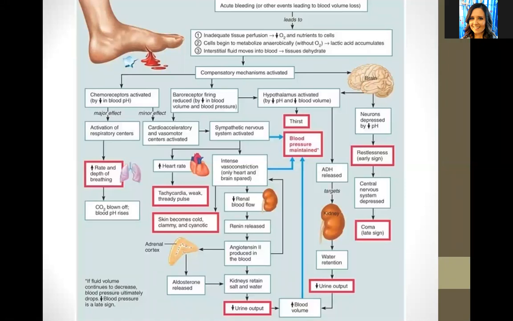So just to review, when we talk about all those compensatory mechanisms, something happens. In this instance, we stepped on a piece of glass and I'm bleeding. I have an acute bleed, so I'm losing volume. If I don't have volume, I don't have tissue perfusion. If I don't have tissue perfusion, our cells begin to metabolize anaerobically, without O2, and that's when you get your lactic acid buildup. So then fluid moves into the tissues.